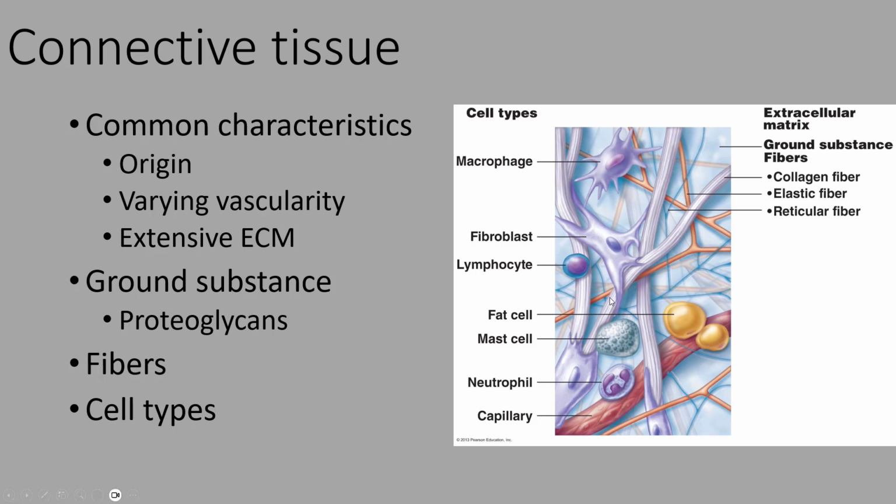Chondroblast, we don't see any in this image, but chondra means cartilage. Chondroblasts are the cells in cartilage that give rise to other cartilage cells. Osteoblast, osteo means bone. Osteoblasts are bone stem cells that give rise to other bone cells.